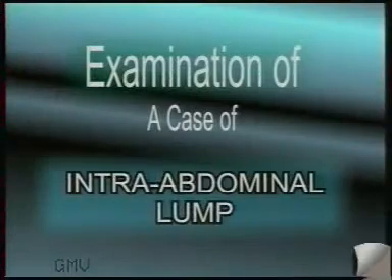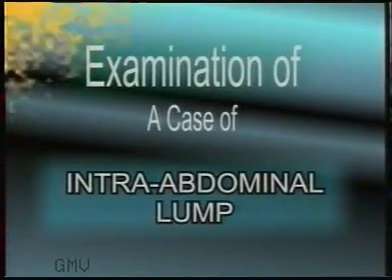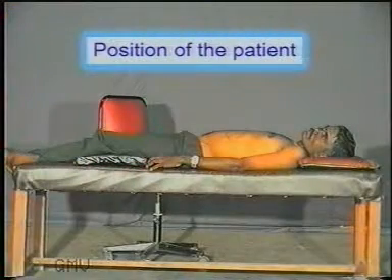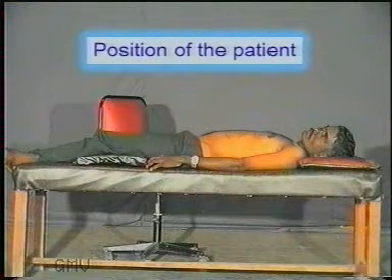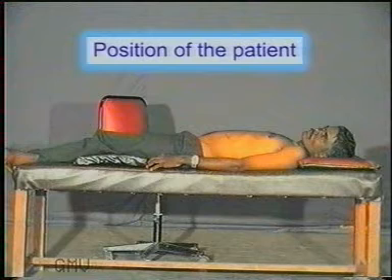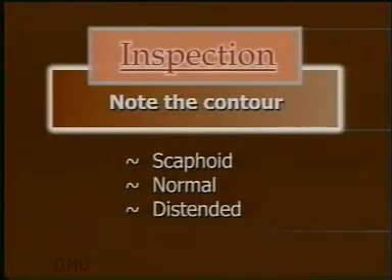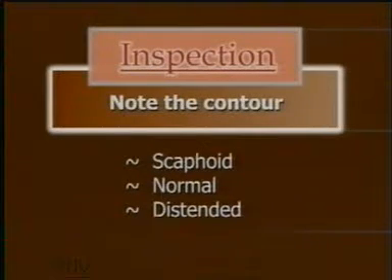Clinical examination of an abdominal lump. For inspection, let the patient lie down supine, relaxed with the legs semi-flexed. Expose the abdomen from the level of the nipples to the groins. First note the contour of the abdomen. Is it scaphoid, normal or distended?